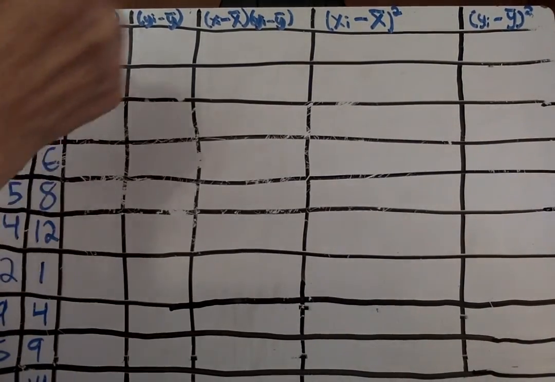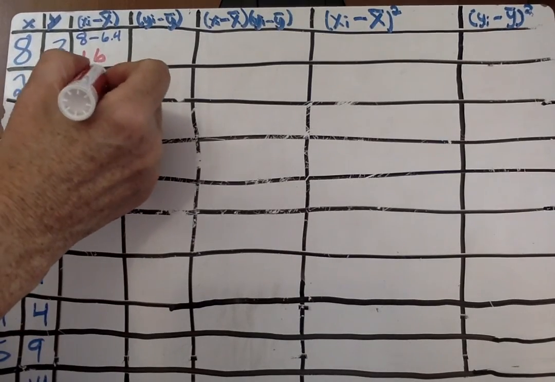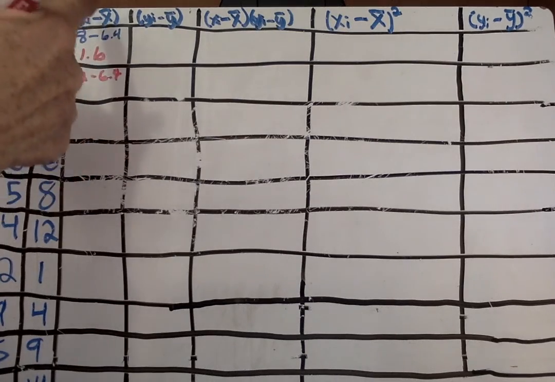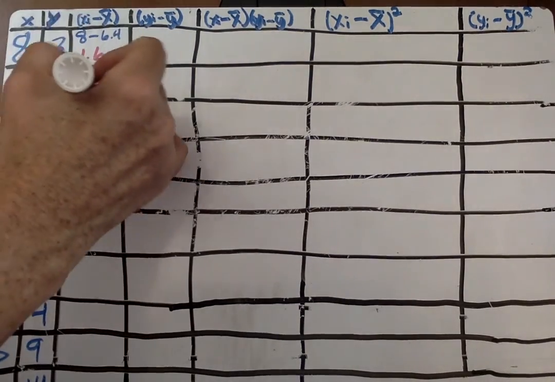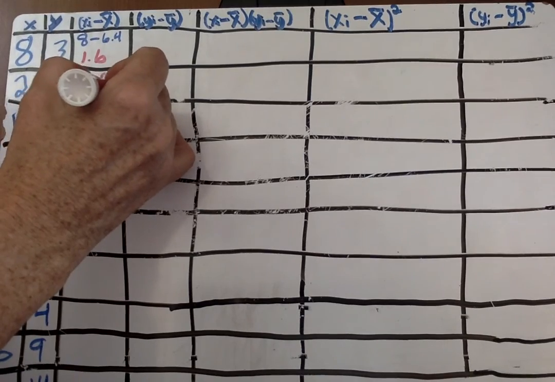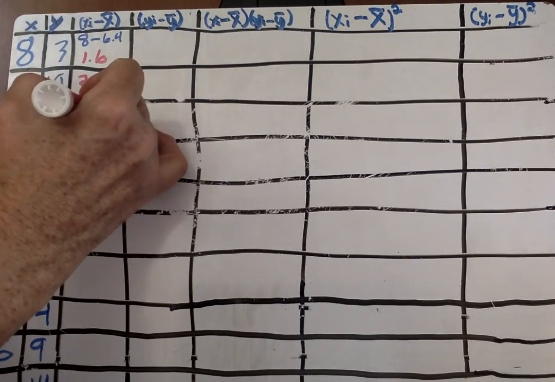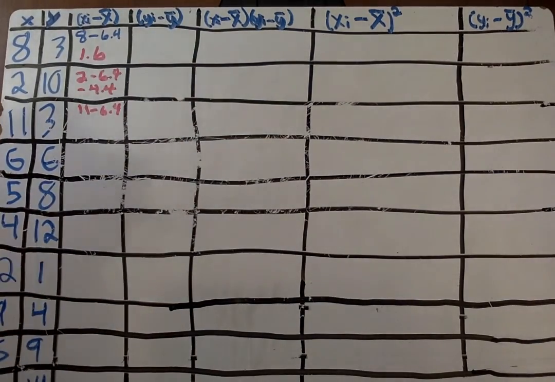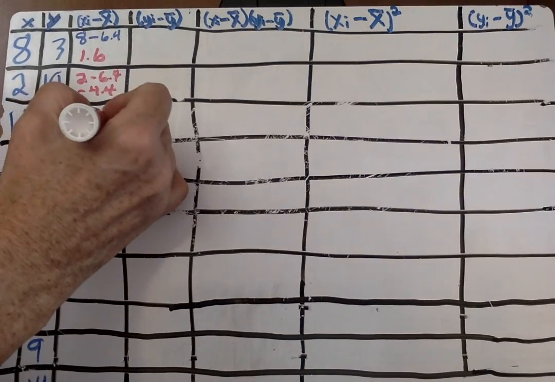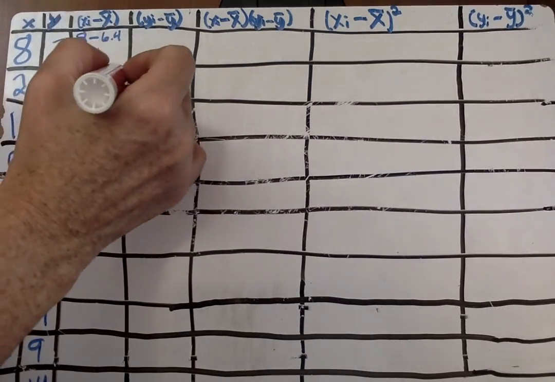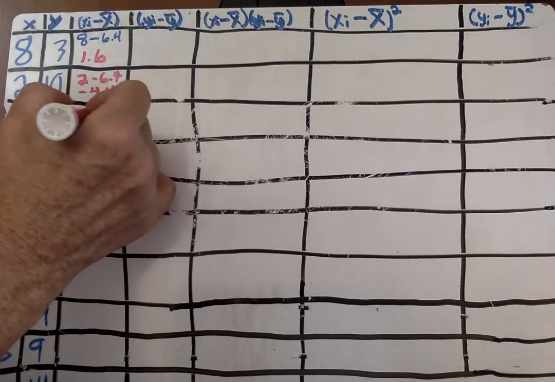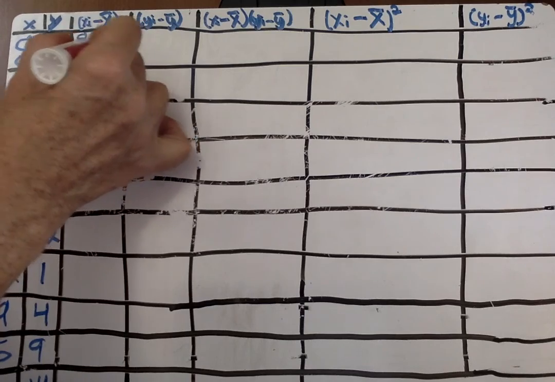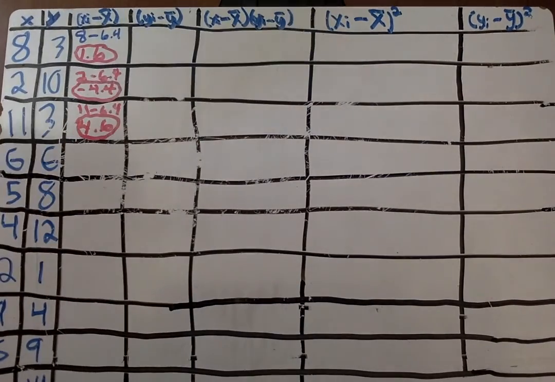Next, we take the value over here, 2, and again we subtract 6.4. Each of these x values, we subtract 6.4 because that's the mean. And then I get negative 4.4. And I'll do one more here, 11 minus 6.4, and that is going to be 4.6. Okay, so again, 4.6 right here, negative 4.4, and 1.6. And you can go ahead and pause the video while you finish the x values.